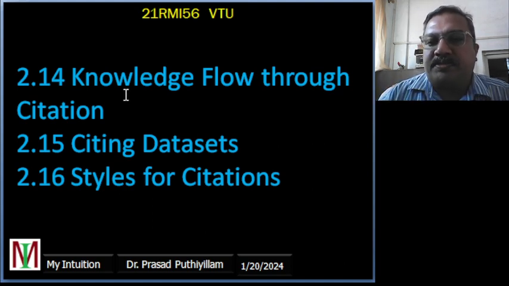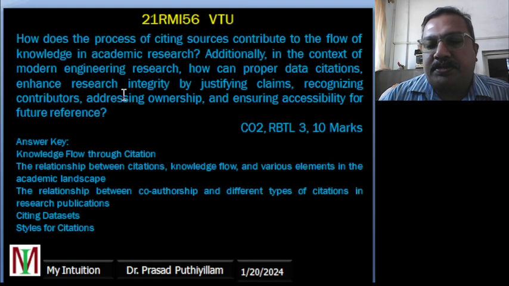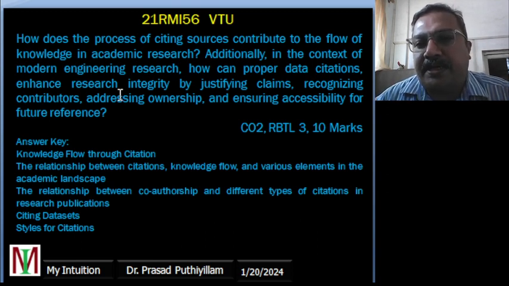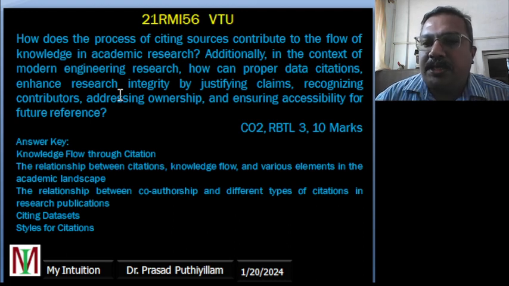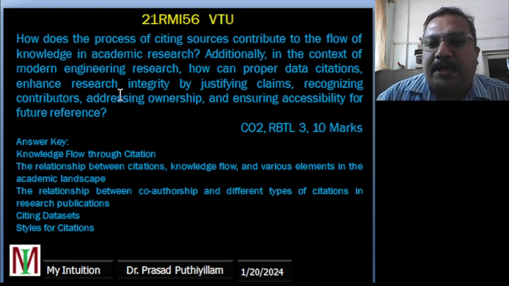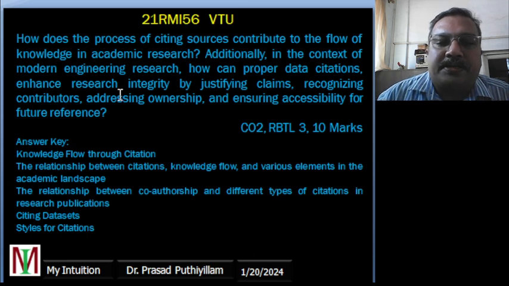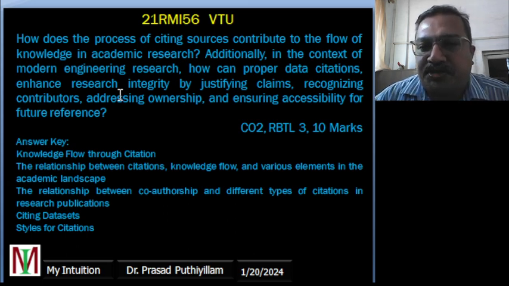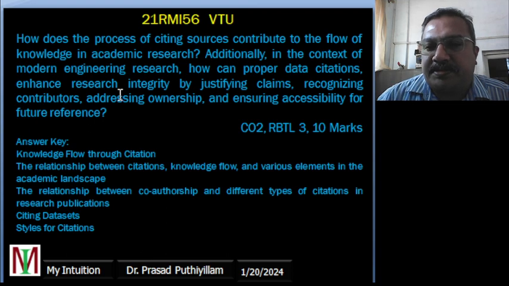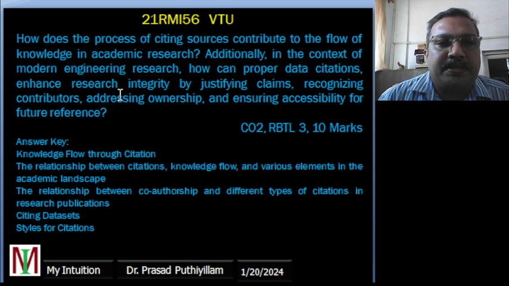Today I'm covering knowledge flow through citation, citing data sets, and the style of citation. So a question is framed covering these topics. How does the process of citing sources contribute to the flow of knowledge in academic research? Additionally, in the context of modern engineering research, how can proper data citation enhance research integrity by justifying the claims, recognizing contributions, addressing ownership, and ensuring accessibility to future references? Course outcome 2, level of question is 3, and it carries 10 marks.